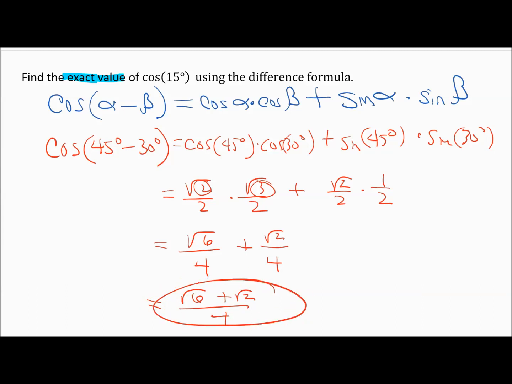Now, how do you know if that's right? How could you check yourself using your calculator? Notice we're not supposed to, because it says find the exact value, but how could we check ourselves? Well, the first thing you do is you get out your trusty calculator, make sure you're in degree mode, and find out what the cosine of 15 degrees is.